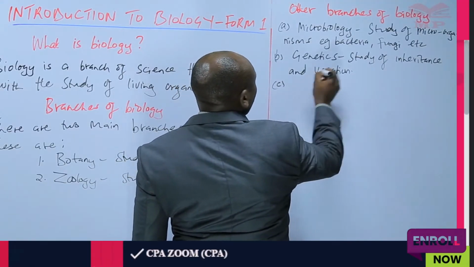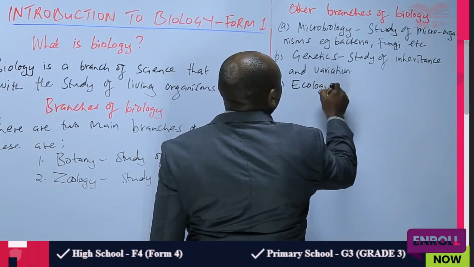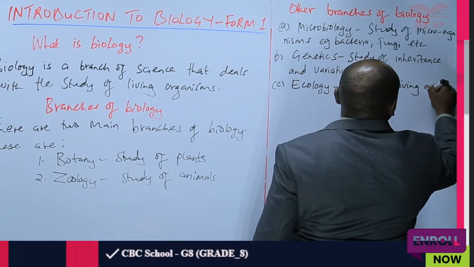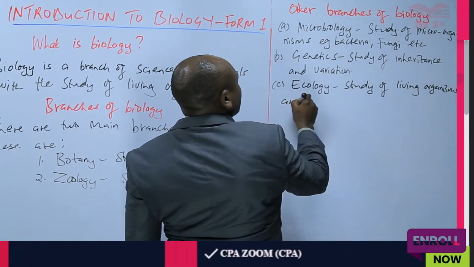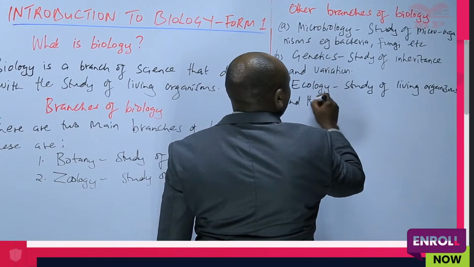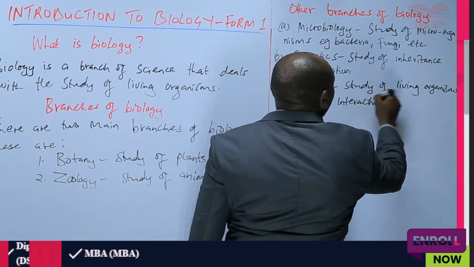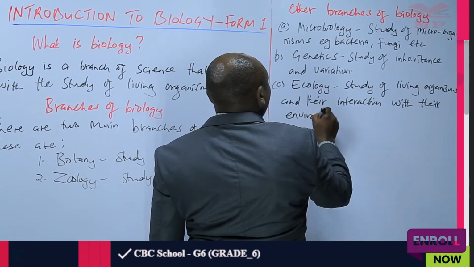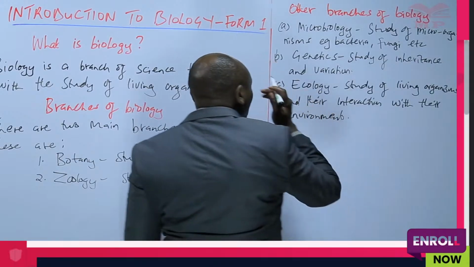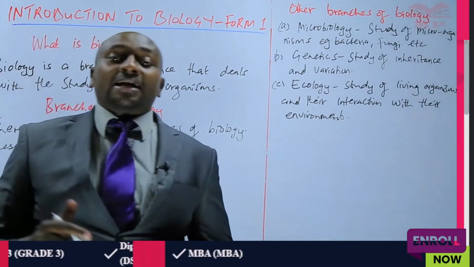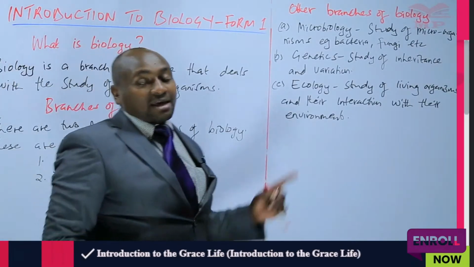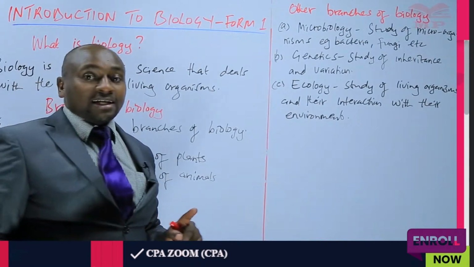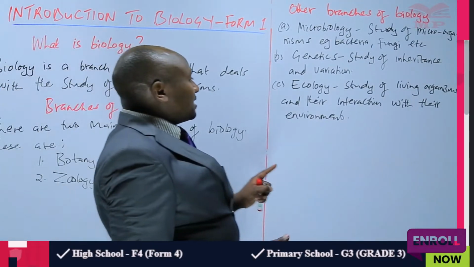Also, we have a branch called ecology, and this is the study of living organisms and their interaction with their environment. For example, you may want to study the lions that are in the savannah or the gazelles that are in the savannah. Those are living organisms interacting with the environment that is the grassland. So that study is what we call ecology.